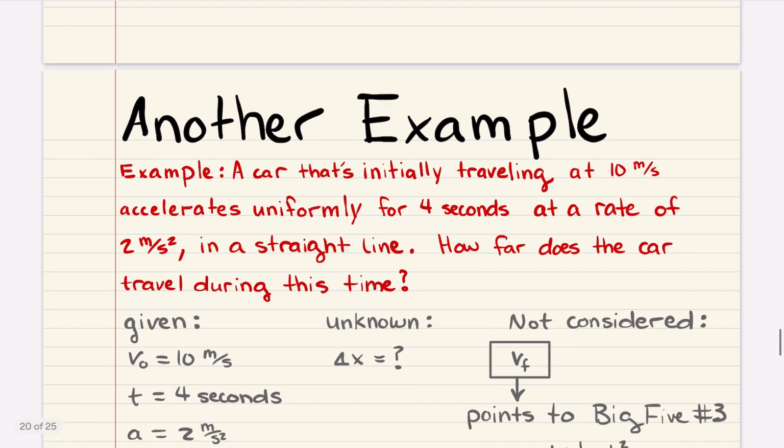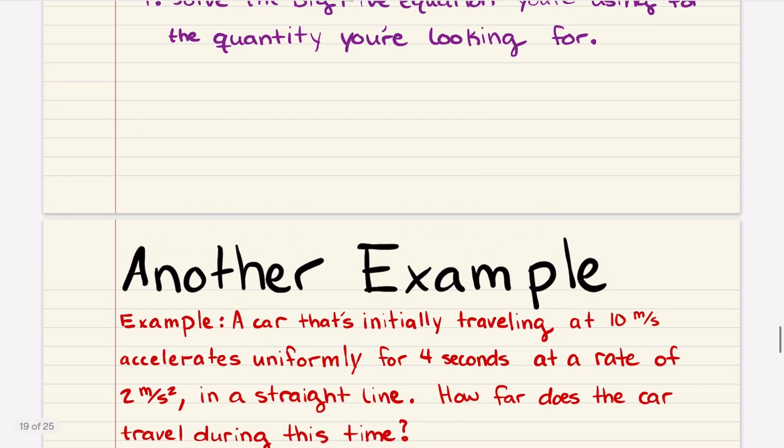Let's try another example. A car that's initially traveling at 10 meters per second accelerates uniformly for 4 seconds at a rate of 2 meters per second squared in a straight line. How far does the car travel during this time?